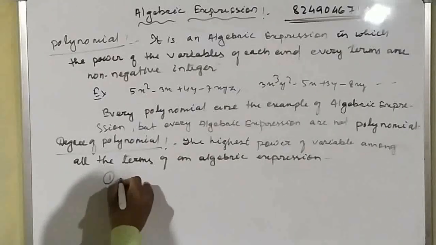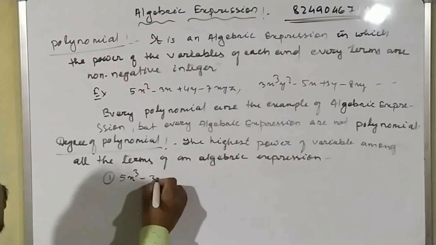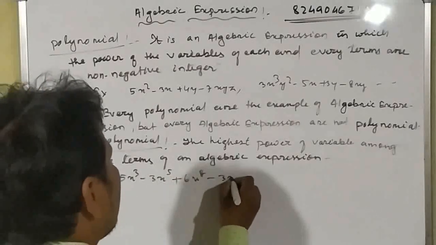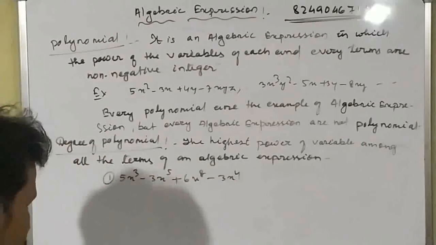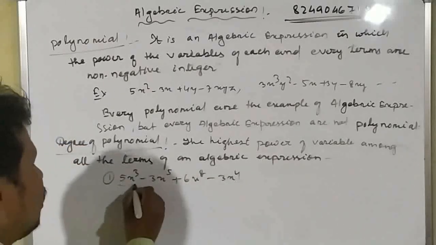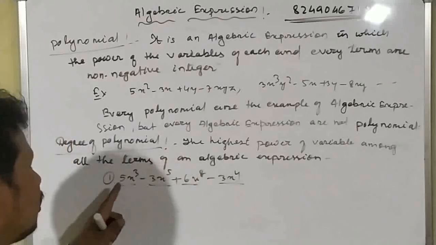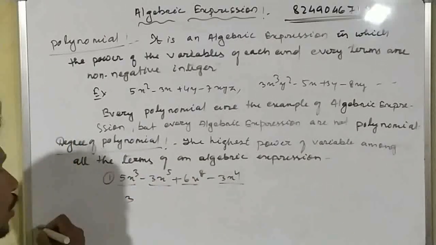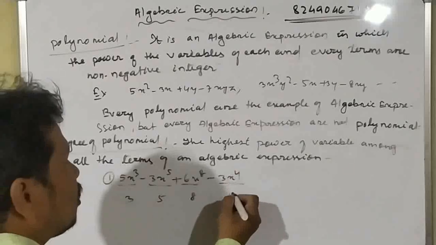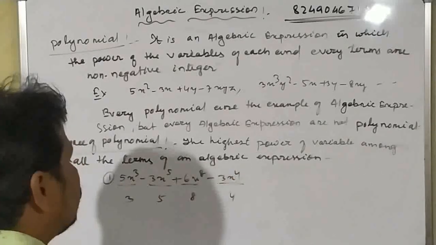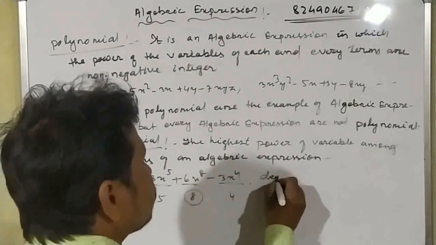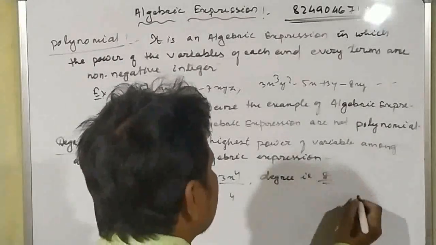Suppose I write here 5x³ minus 3x⁵ plus 6x⁸ minus 3x⁴. How many terms are there? Here are 1, 2, 3 and 4 terms. And the power of the variable in the first term is 3, in the second term is 5, in the third term is 8, and in this term is 4. So which one is the highest? Here 8 is the highest. So the degree is 8. Okay, student?